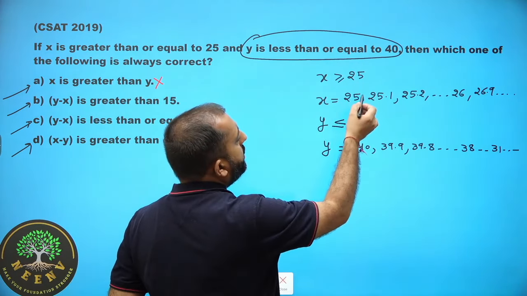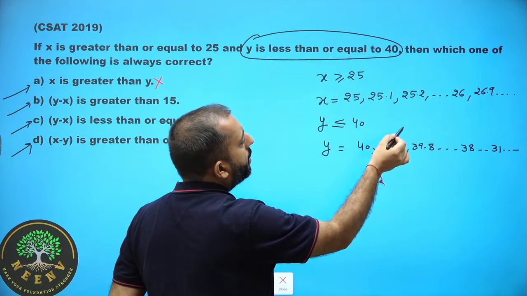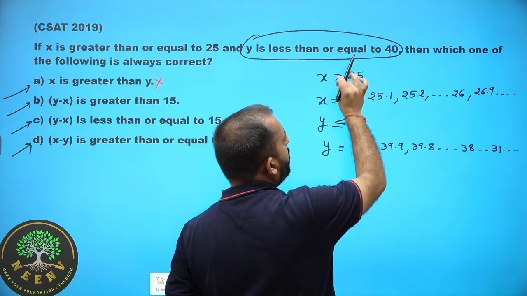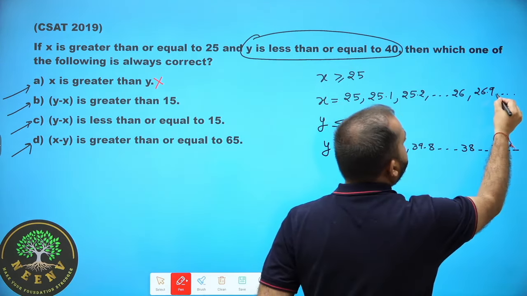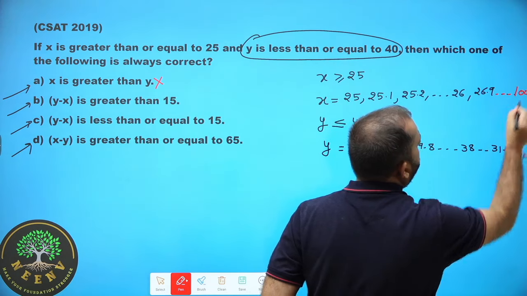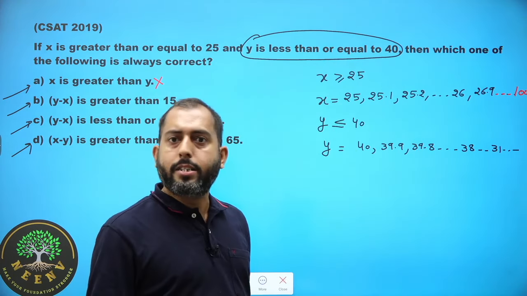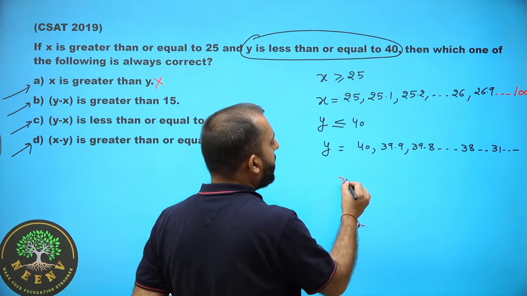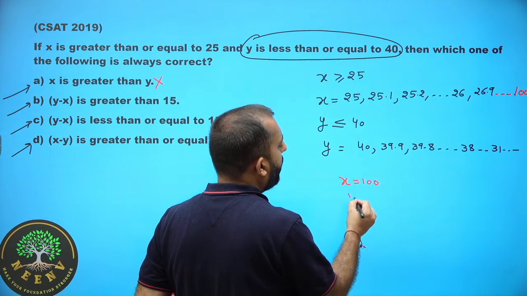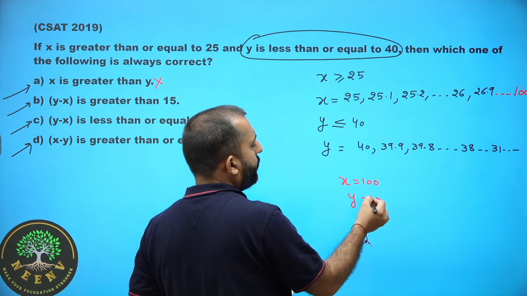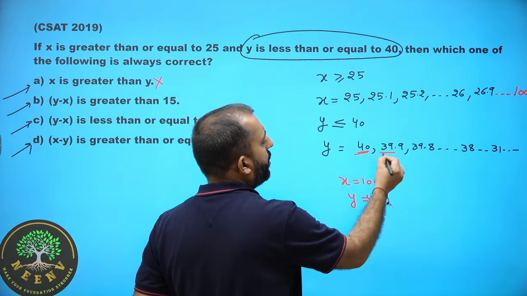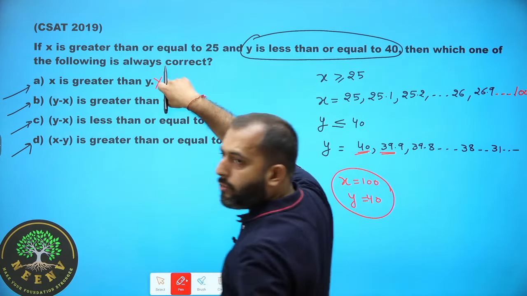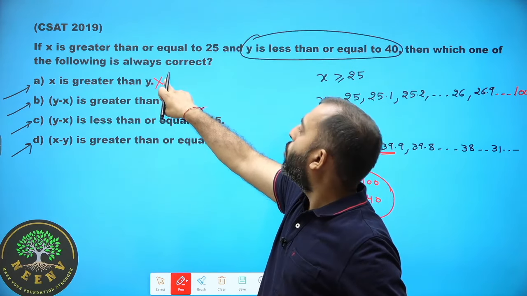This is incorrect. Why? See, in this range, I know x is greater than or equal to 25. So greater than 25, x can be equal to 100. 100 is greater than 25. So if x is 100 and y is 40, see, for this case, statement 1 is not valid. Hence, we should discard it.